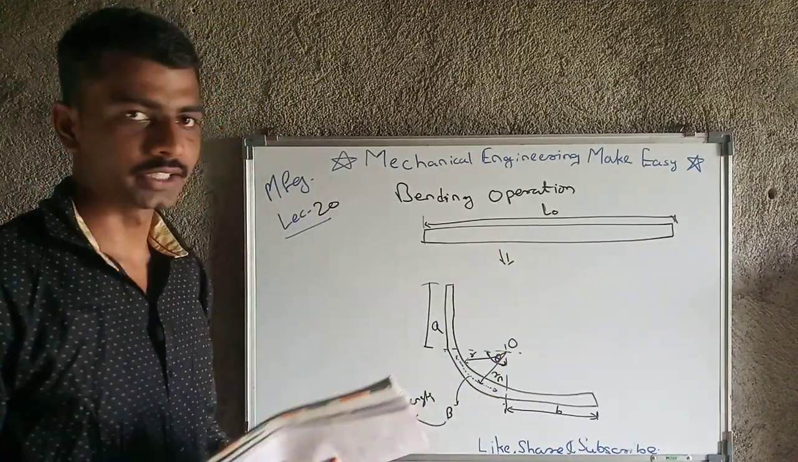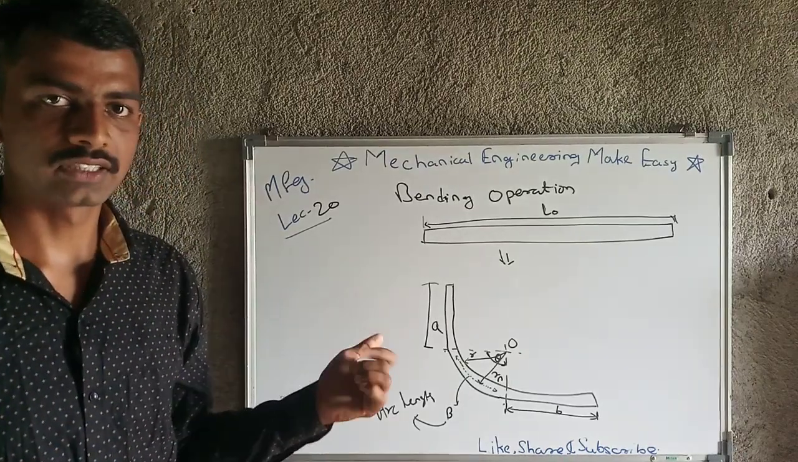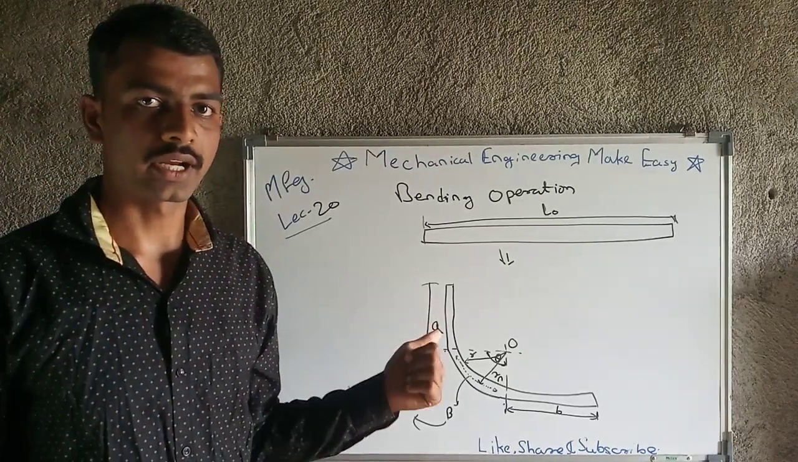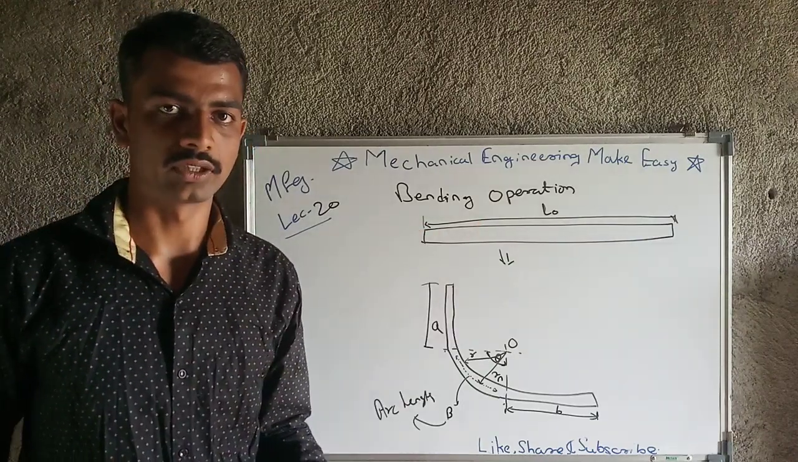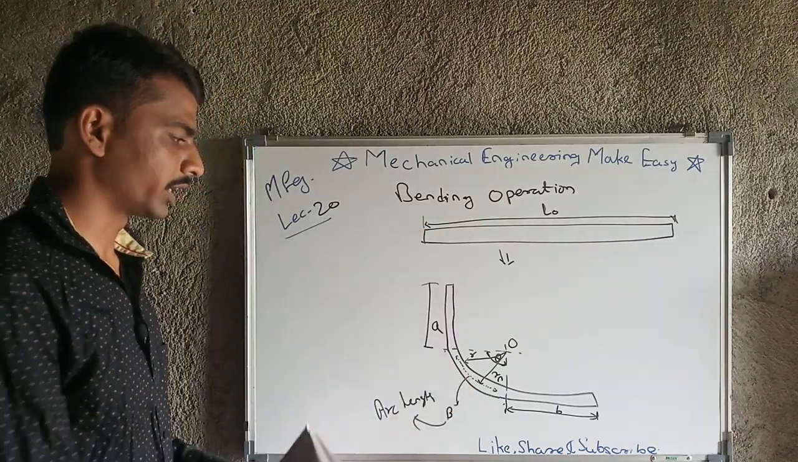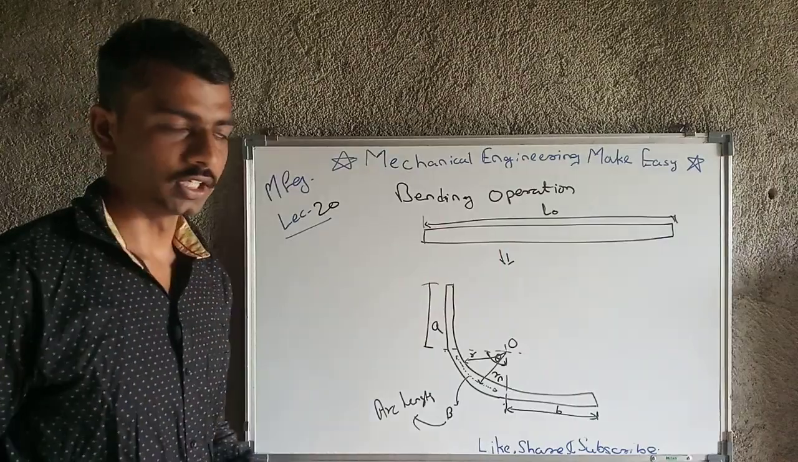This is the 20th lecture. In the previous lecture we discussed the strip layout and deep drawing, and in today's lecture we will cover the bending operation. Okay, how does the bending operation happen on any sheet?